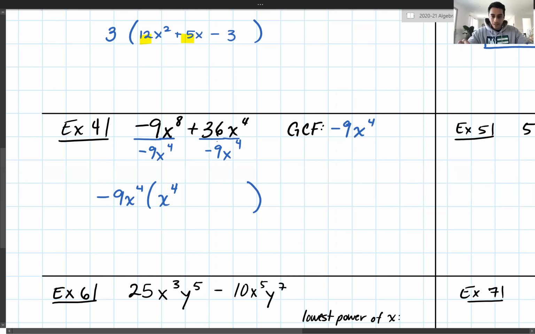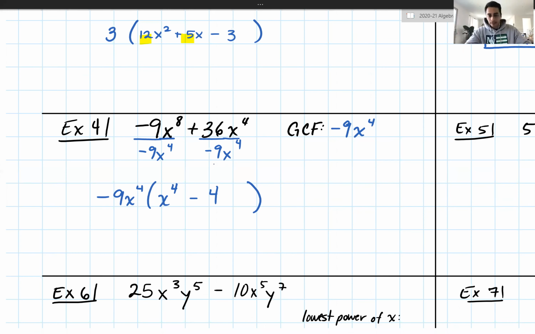Here, be aware of the sign change. We have a positive 36 divided by a negative 4. That ends up giving us negative 4. Okay, and then what happens with x to the 4th over x to the 4th? Yeah, they divide out, right? So they cancel out. We're just left with x to the 4th minus 4.